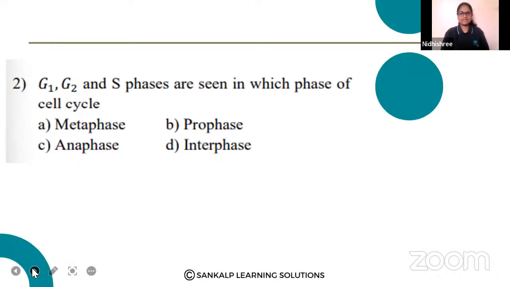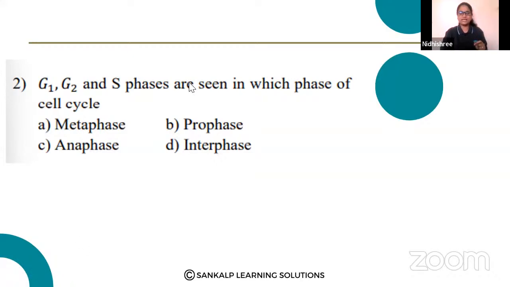Second question goes like this, guys. G1, G2, and S phases are seen in which phase of cell cycle? Option A, metaphase. Option B, prophase. Option C, anaphase. Option D, interphase. G1, G2, S phases.